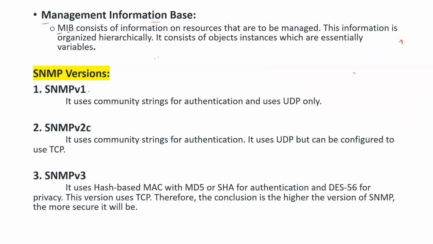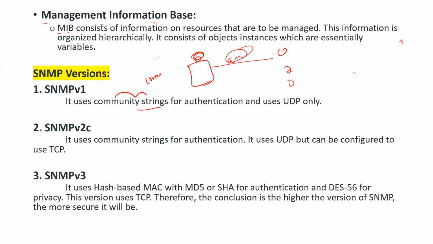In case of SNMP version 1, it uses a community string. We have a manager and resources, right? If they want to share the resources, they need to authenticate with each other. SNMP version 1 and version 2 use some password, that is called the community string.